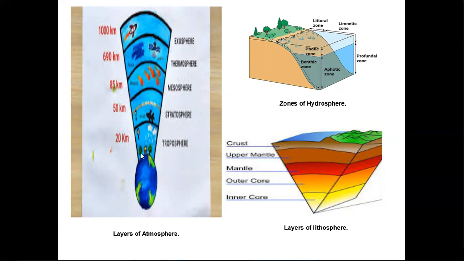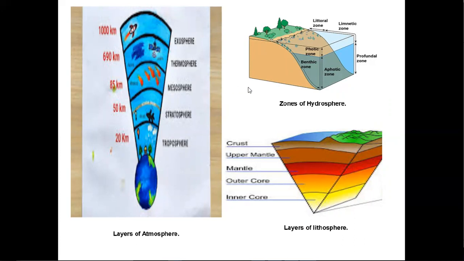Here, all the spheres are categorized on the basis of altitude and also variation of temperature. In the troposphere, the temperature decreases from the Earth's surface to the boundary of the troposphere, and then it is found to increase, and then it decreases, then again increases. So the mesospheric layer is a very cold layer, and the thermospheric layer is the hottest layer.